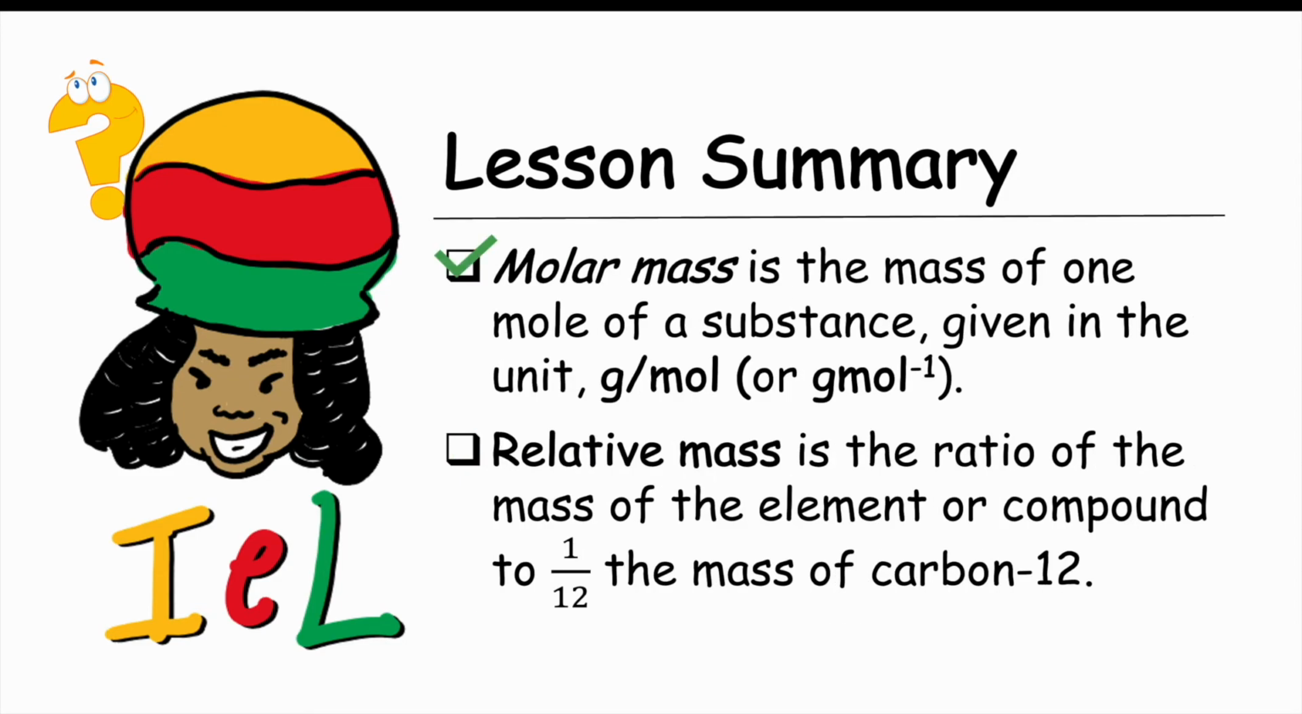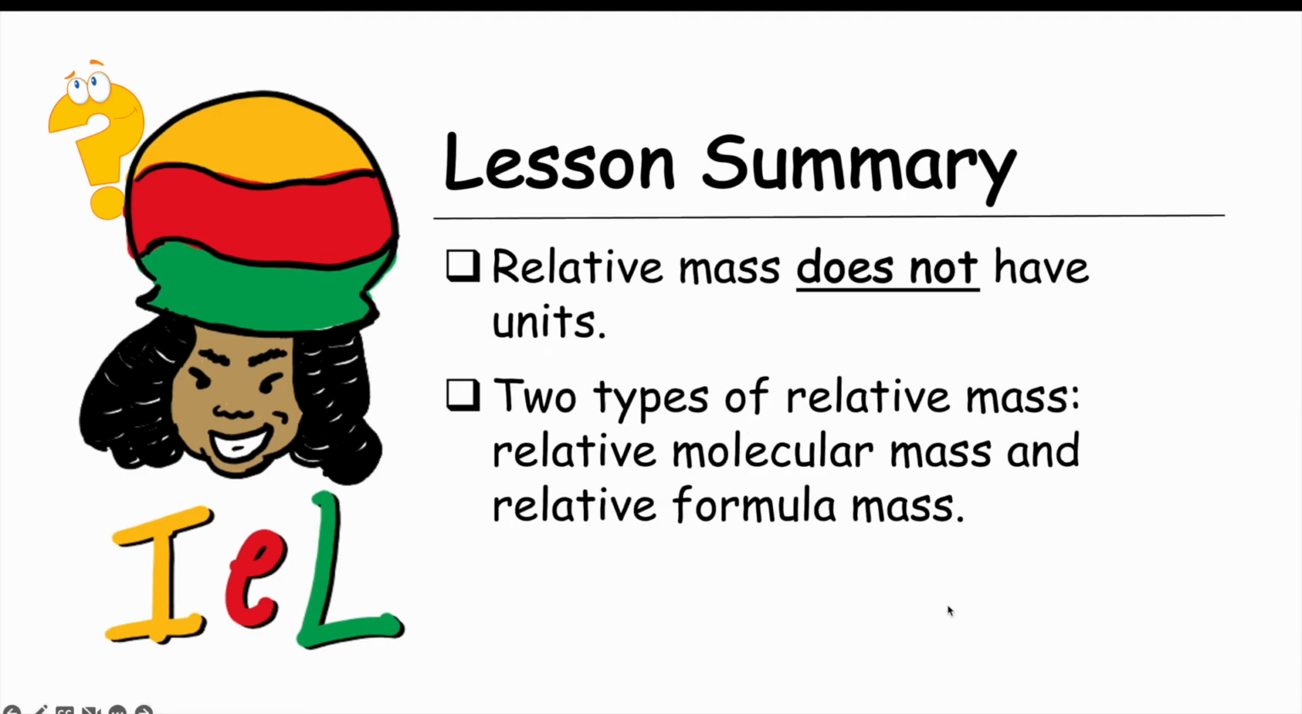The molar mass is the mass of 1 mole of a substance given in units of grams per mole. The relative mass is the ratio of the mass of the element or compound to 1/12 the mass of carbon-12. Relative mass does not have units. There are 2 types of relative mass: relative molecular mass and relative formula mass.